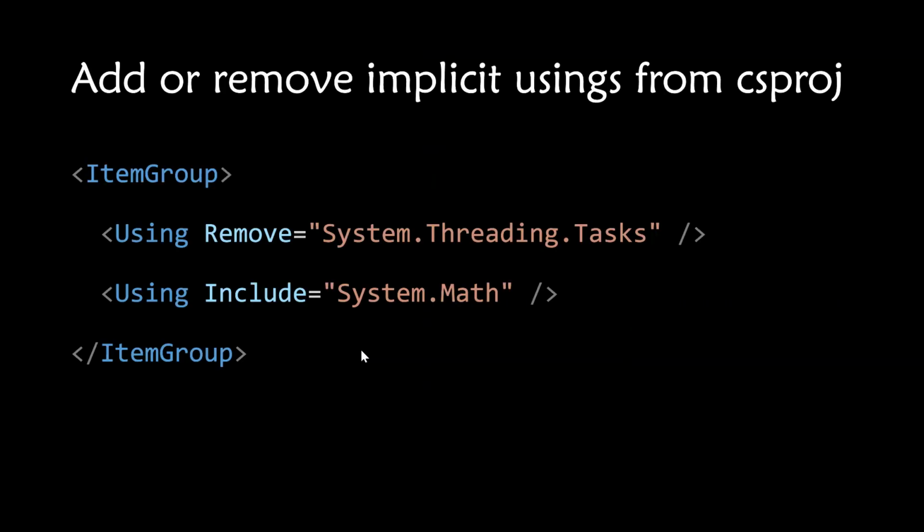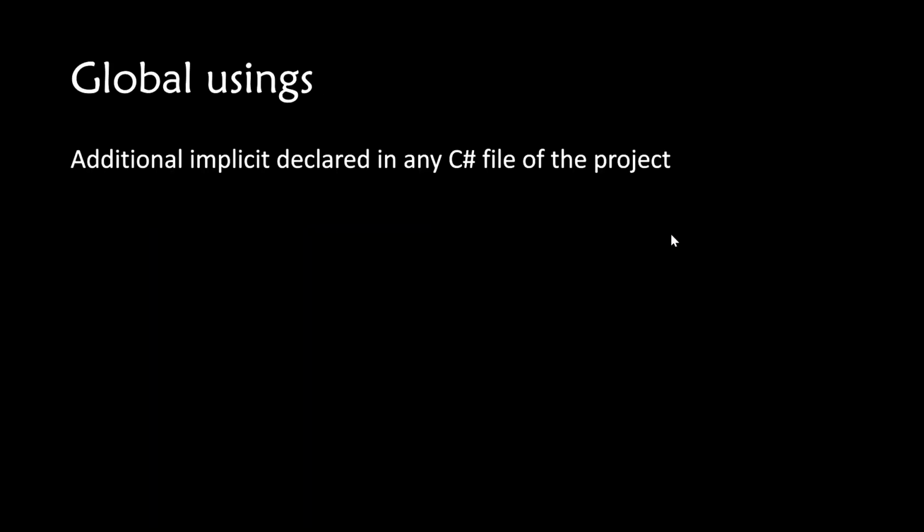If you want to add more implicit usings in your project in addition to the default implicit usings, you can do that in your csproj file, and you need to create an item group in your csproj file. If you want to add a new using, you can use the Using Include directive, something like this. And if you want to remove some of the default implicit usings, you can do that using the Remove directive, something like this.